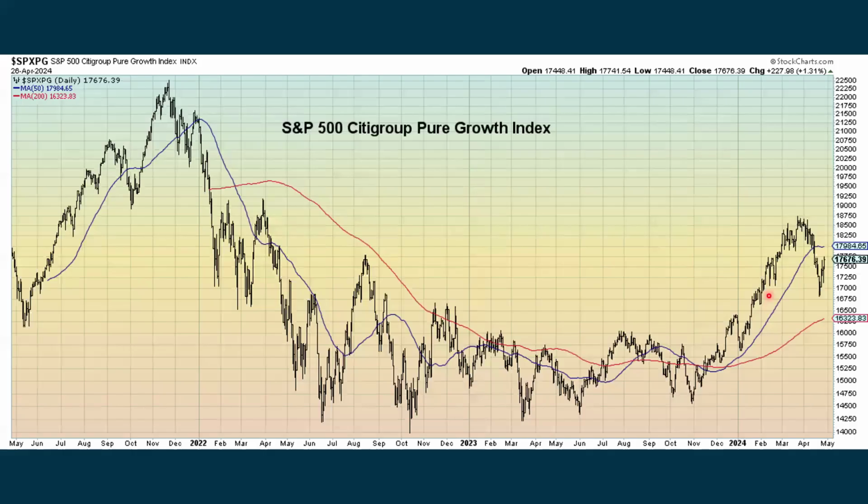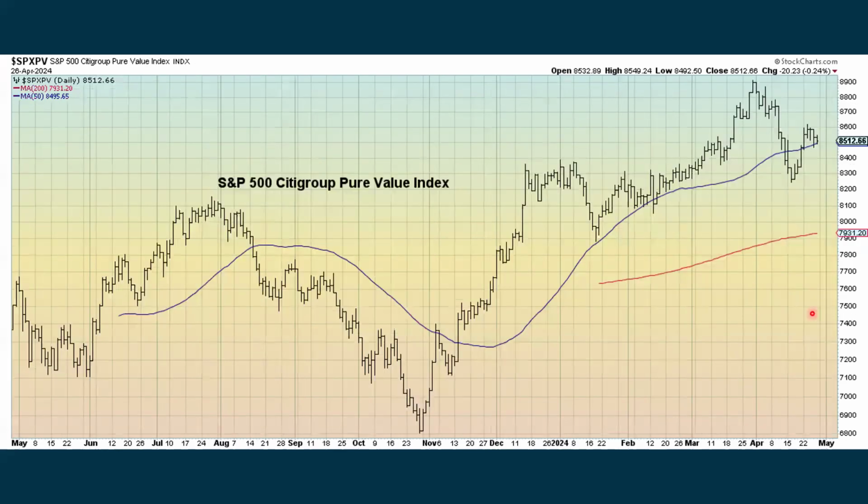First of all, we look at just a peer growth index where this is in an uptrend. Now, it has been pulling back as stocks have been under pressure, but over the last few trading sessions, this has been making a comeback, but it's still below its 50-period moving average, but it is still in an uptrend. We look at value, which seems to be holding up a little bit better right now.